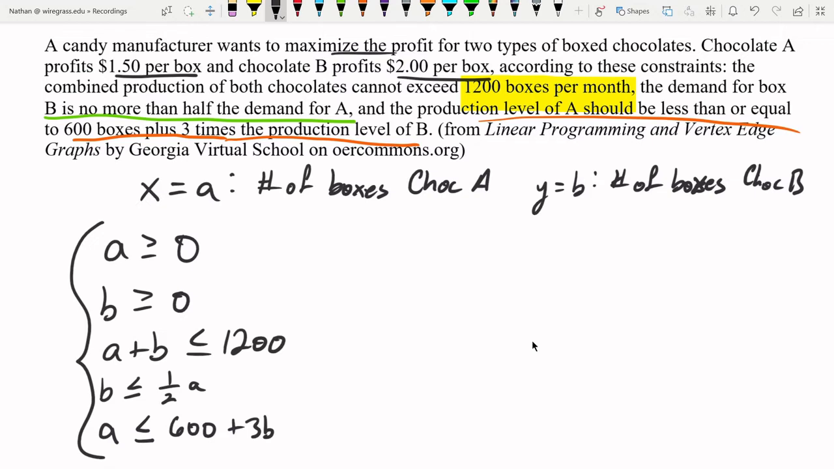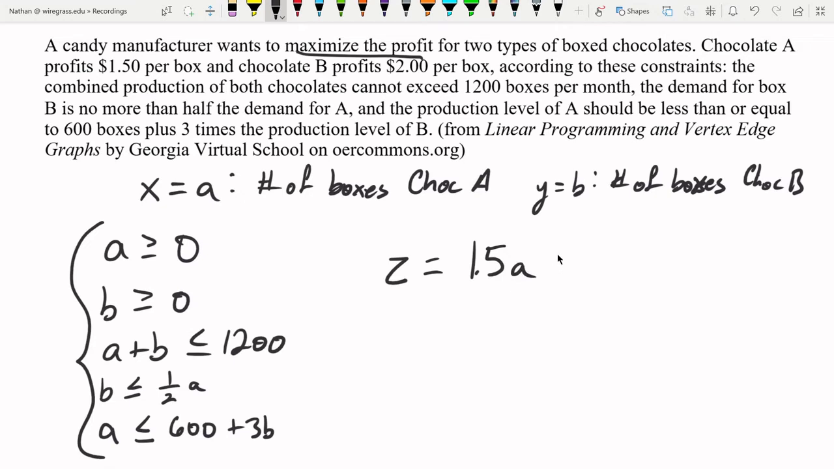The last thing to note is that we have an objective function, which is what we're trying to maximize or minimize, and here we're trying to maximize the profit. So our objective function, I'm going to say z equals, is going to be the profit of these things. Well, we profit $1.50 per box of A and $2 per box of B. And we're trying to maximize this objective function. So this is our whole linear programming problem. We have all these constraints and this objective function.